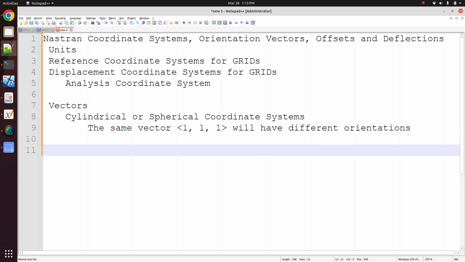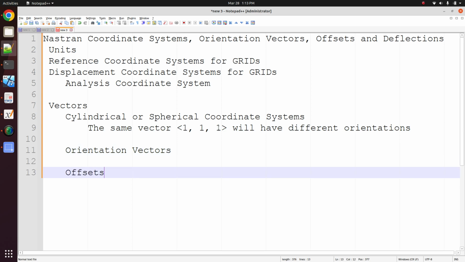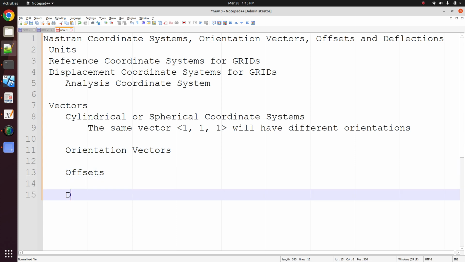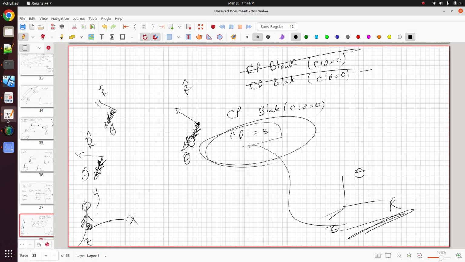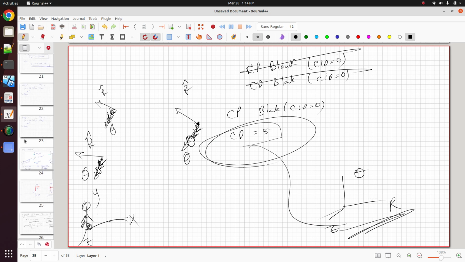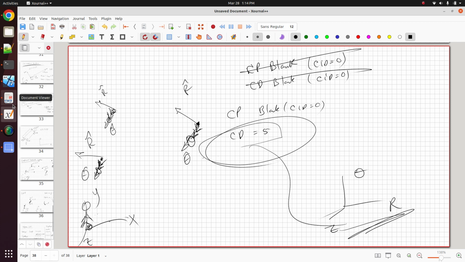The vectors are very important if we're working with orientation vectors for C-beam, C-bush, C-bar. If you're defining offsets for the shear center in a C-beam, you will use that there. And deflections. A deflection is also a vector. So this was a very quick overview of Nastran coordinate systems. I did not rehearse this, but I wanted this information to get out there because I know some new users are going to struggle trying to understand all of this.